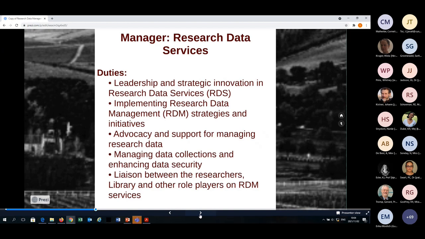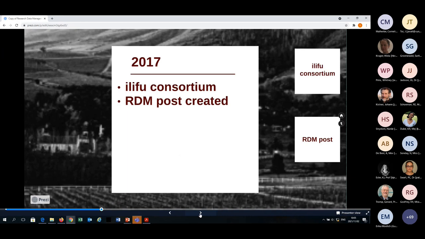But another key development in 2017 was that the manager for research data services post was created. So in this case, the library was really becoming serious about addressing research data services, and I was appointed to this position in that year in order to drive research data management initiatives, or at least rather research data services.